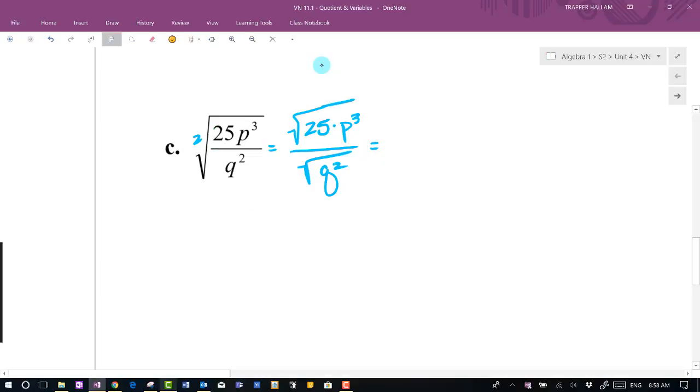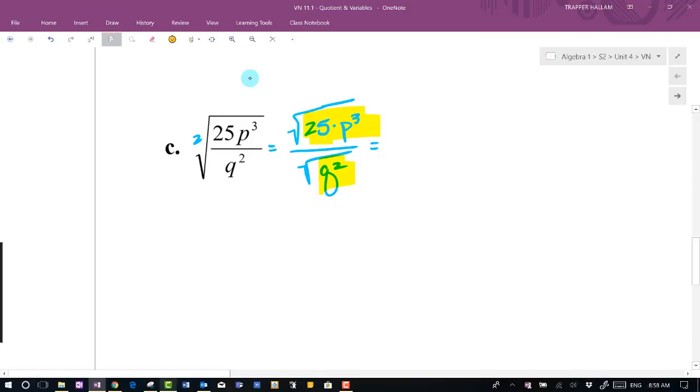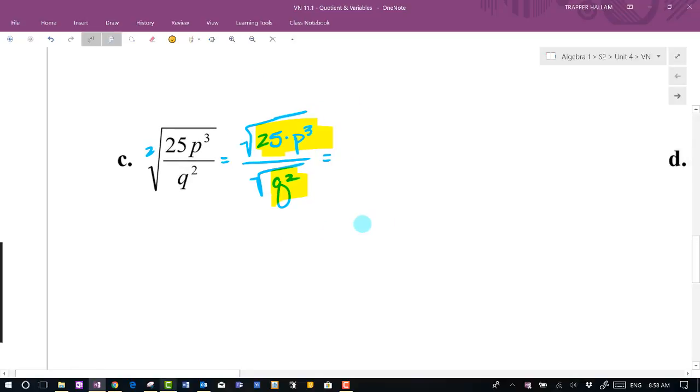Now that I have that, I'm going to start to look at these individually. I'm going to look at the numerator and see what I can do to this part here to employ my square root rules, meaning simplify this as much as possible, and then additionally I'm going to look down at the denominator. So this becomes a couple problems in the same problem right now. So we're going to look at these individually.